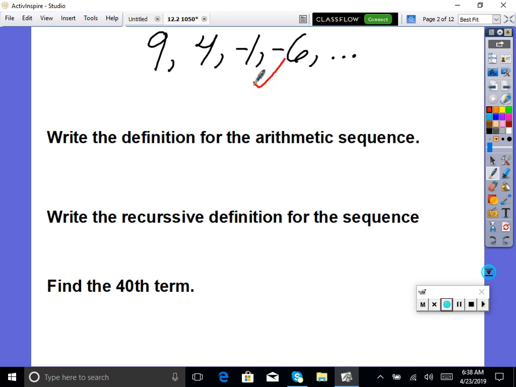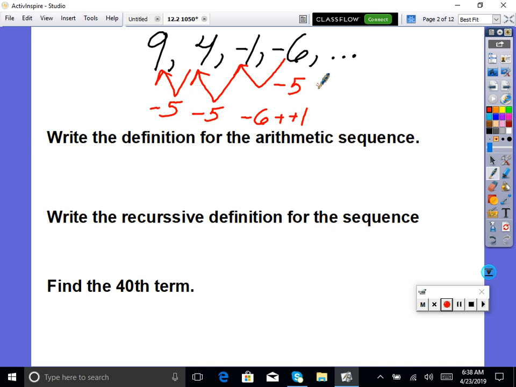So negative 6 minus negative 1. Won't that be negative 5, right? Then negative 1 minus 4, negative 5. 4 minus 9, negative 5. So we know it is arithmetic because we were subtracting 5 each time.